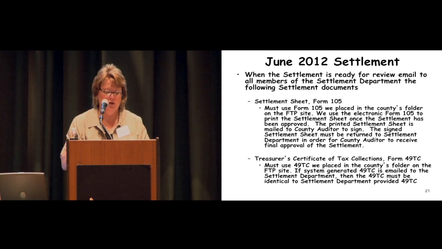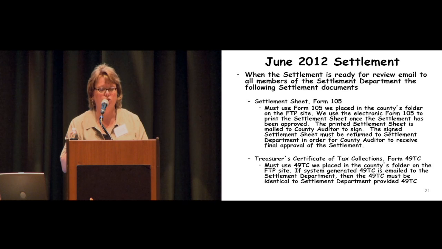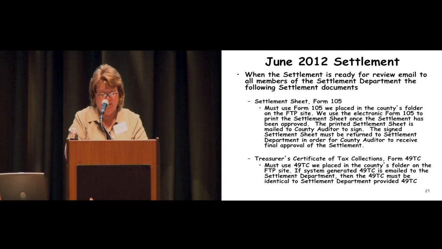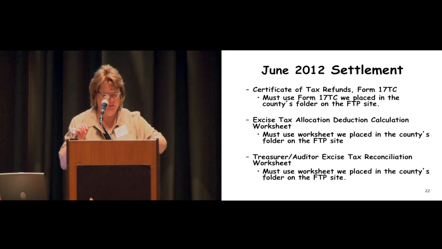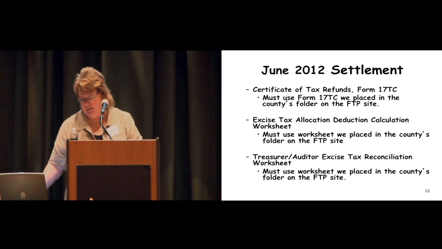When your settlement is ready to be filed with our office, you must use the Excel form that we have for the 105. You need to submit that. You need to submit the 49TC. Just a note on the 49TC, columns 1 through 7 are the treasurer's responsibility to complete. I've heard more than one county say they give us a report, we complete it. Really, the treasurer needs to complete their portion of the 49TC before they give it to you. That's your check and balance. So that form will need to be filed. Certificate of tax refunds, if you have any. Your excise allocation deduction calculation worksheet, and your excise reconciliation worksheet.